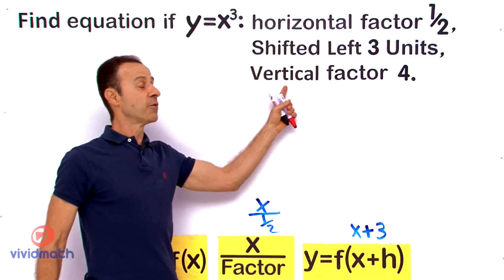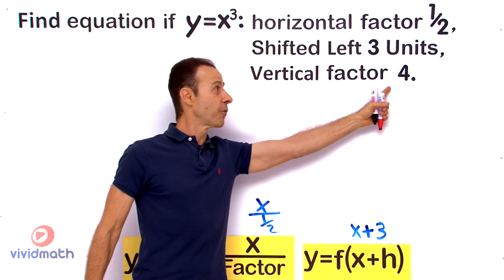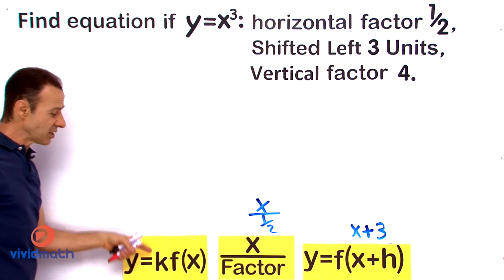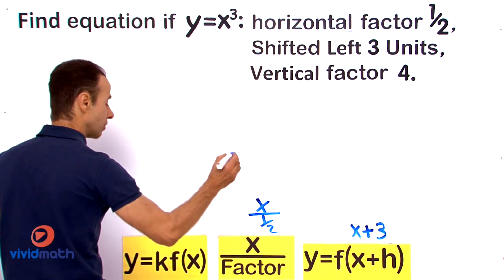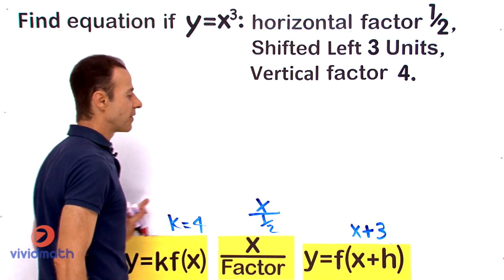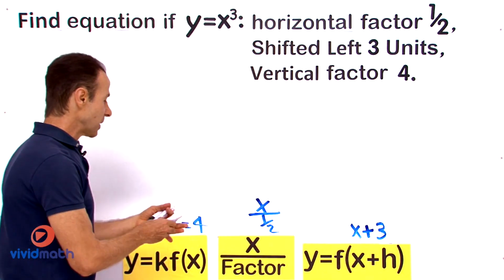And then finally we have a vertical dilation factor of 4. When we work with a vertical dilation, that's the k right over here. So that means k is equal to 4. We're going to multiply the whole function by 4. So let's begin at the beginning.